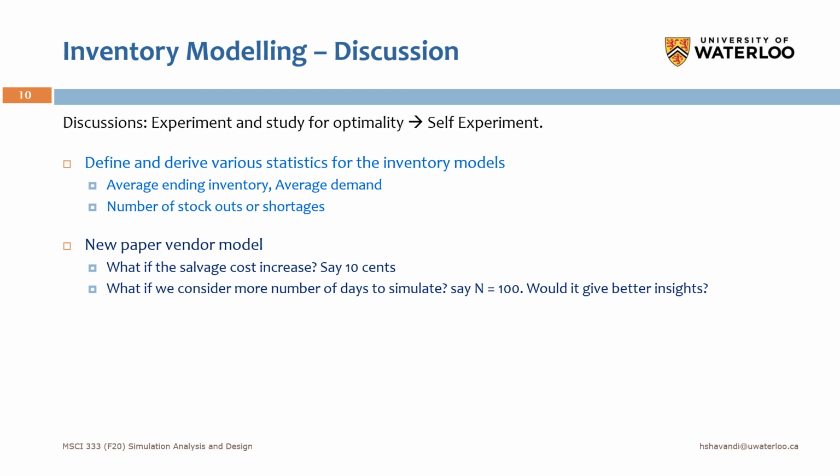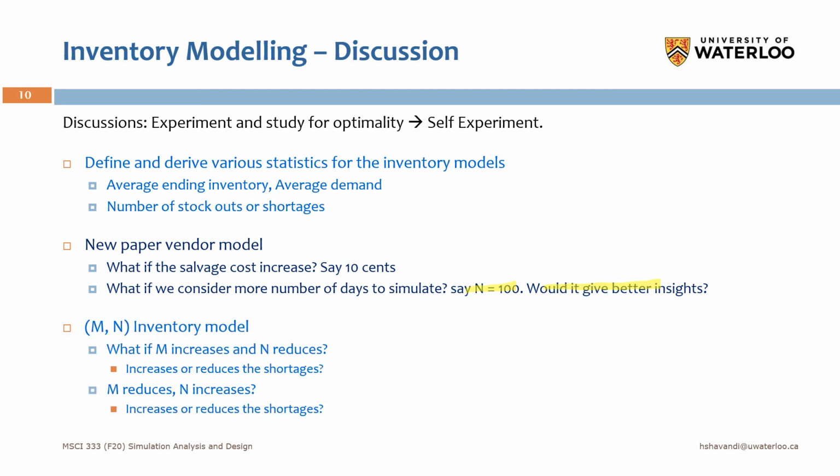And what if we increase the number of days for simulation, let's say to 100 days? Will it give better insights? So let's try. And for the M-N inventory model, what if we increase M and reduce N, or reduce M and increase N? Again, what will be the impact? We can actually analyze the impact of all these changes on the system performance by having a simulation model. And since you have the model in Excel, you can try all these to see what the impacts are. Okay, thank you.